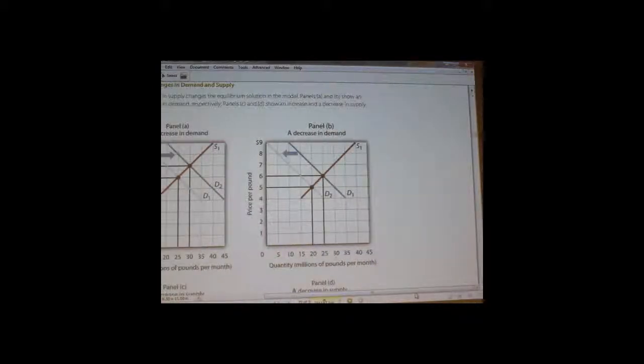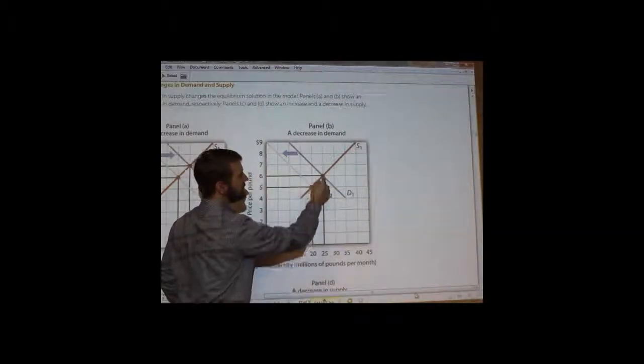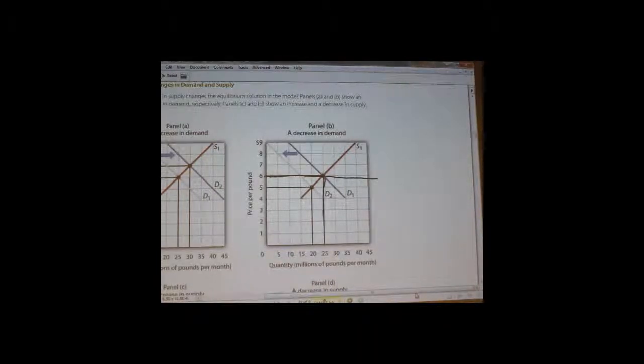Now, what about over here in panel B? Here we have demand falling. So again, we're going to move from this equilibrium point to this equilibrium point. What if the price remained at $6 and the demand curve fell? Well, what would happen is the quantity supplied would be 25 and the quantity demanded would be 15. So then there's going to be downward pressure on price, right? Until the price falls to the new equilibrium of 5.